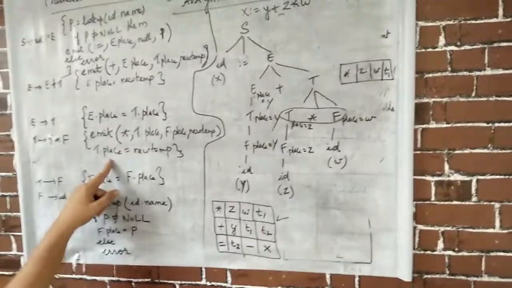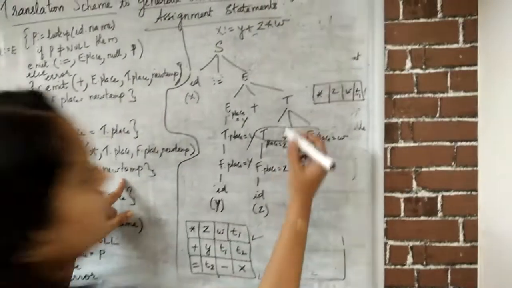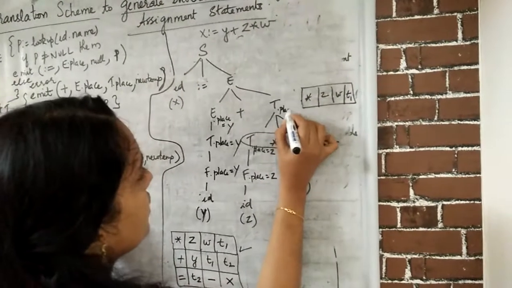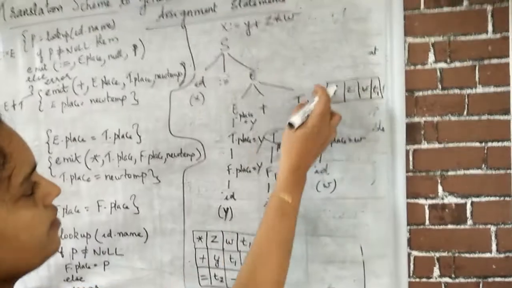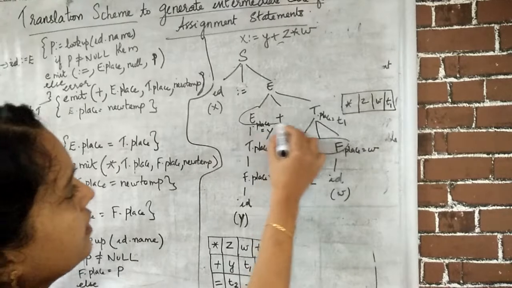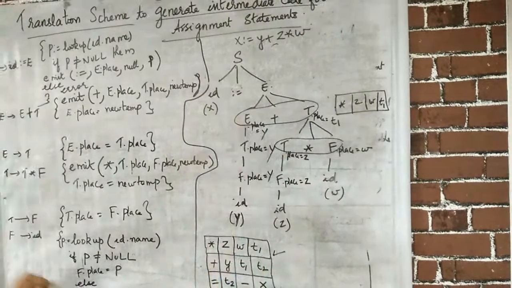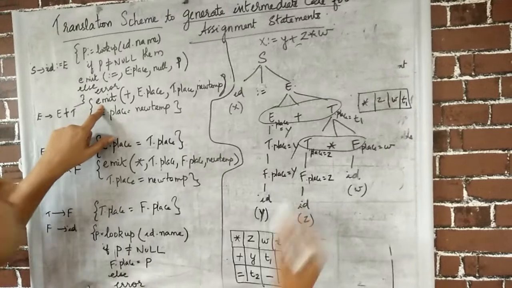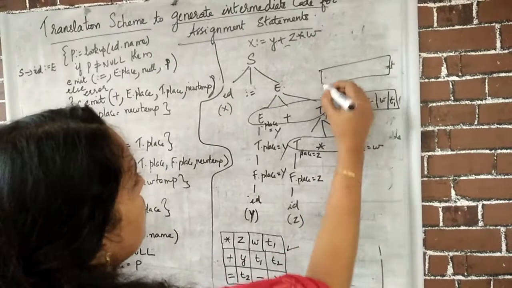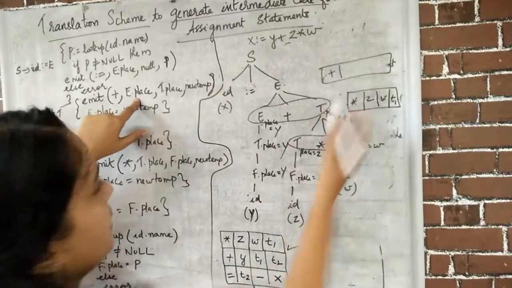Again we have to do one more thing. T dot place is equal to new temp. That means here T dot place is equal to new temp, here it is T1. Okay. Again when we traverse up, we can see that E plus T is being reduced to E. So whenever E plus T is reduced to E, we have to again emit a quadruple. So how is the quadruple here? It is plus, E dot place.